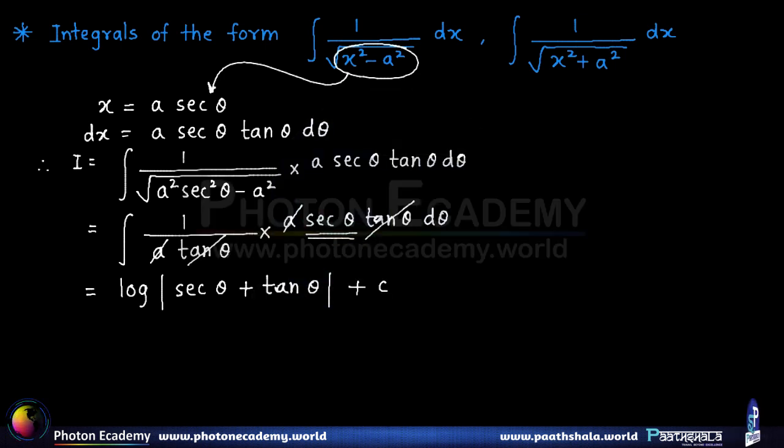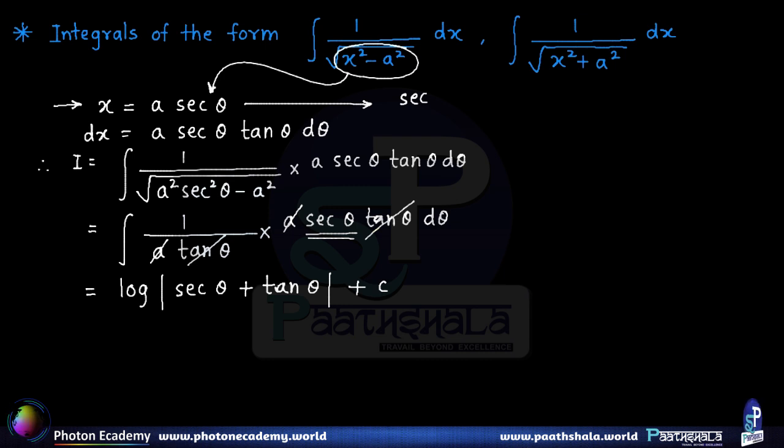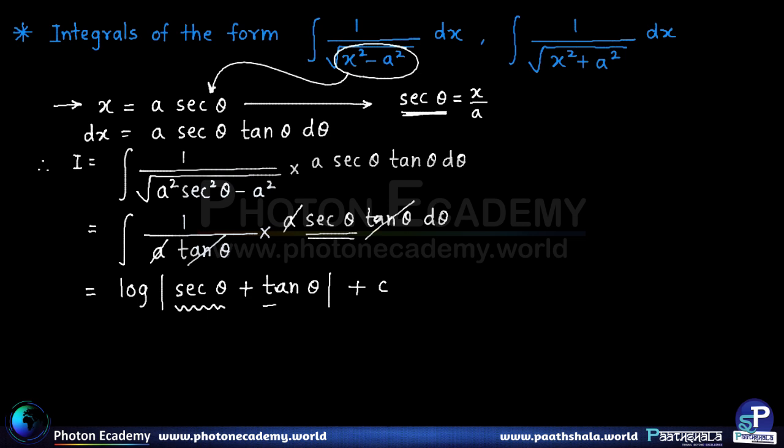Isn't it? So that's the answer, but we must write the answer in terms of x because theta is the substitution variable. So now to do that, let us understand that sec theta can be written as x by a. So that means we want to convert all the trigonometric terms into sec theta, which can be easily replaced with x by a. So if you observe, we have already got one term which is sec theta. The only remaining term is tan theta, and we know that tan theta can be easily written in terms of sec theta by the well-known identity.